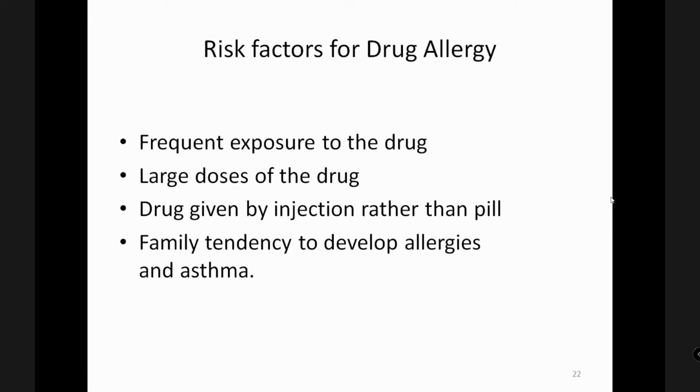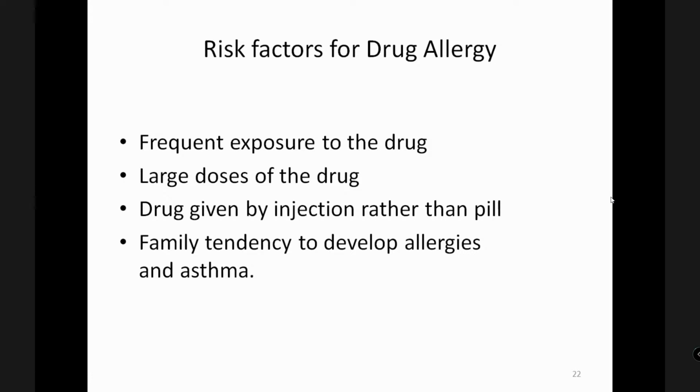Risk factors: frequent exposure to the drugs, and a large dose of the drug given by injection rather than pill. For example, if you take a toxic drug by mouth, I can wash your stomach. It is easy for me. But if you take the toxin through injection, you must die. I will not say the name of the hospital in Bangladesh, but 5 doctors in a famous hospital told me that they killed many people because of this injection. It is quite impossible to remove the toxicity from your blood.